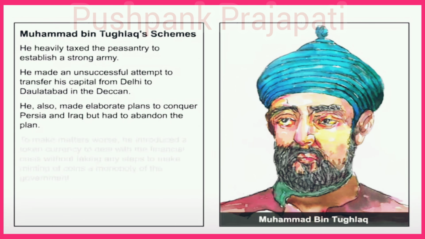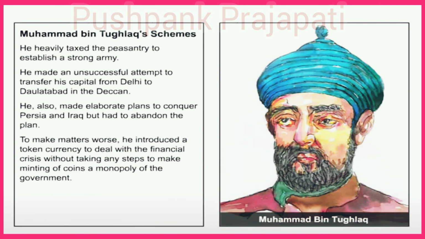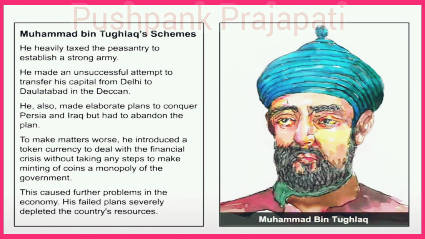To make matters worse, he introduced a token currency to deal with the financial crisis without taking any steps to make minting of coins a monopoly of the government. This caused further problems in the economy. His failed plans severely depleted the country's resources.